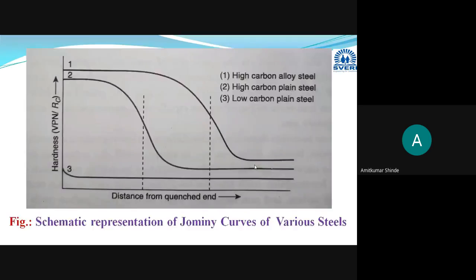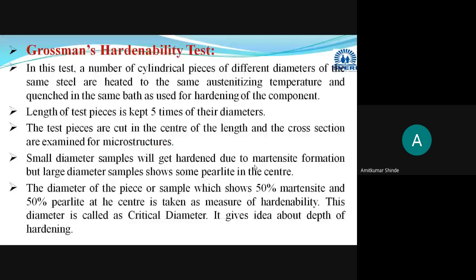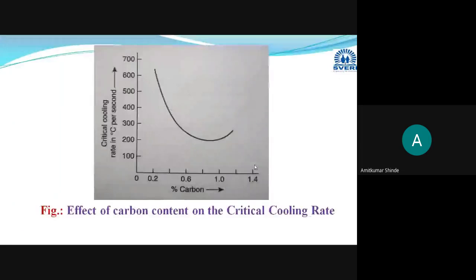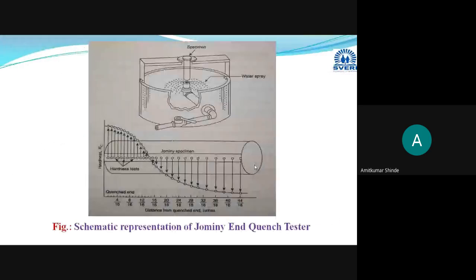At the end, the last method is Grossman's hardenability test. Just one change is there as compared to the Jominy end quench test. The remaining procedure is very similar, which we will discuss in the later half of this lecture. Okay, first we will start with this: what is the meaning of hardenability?